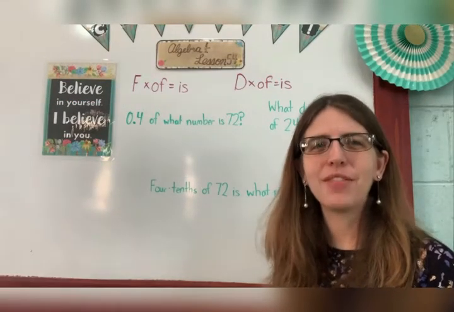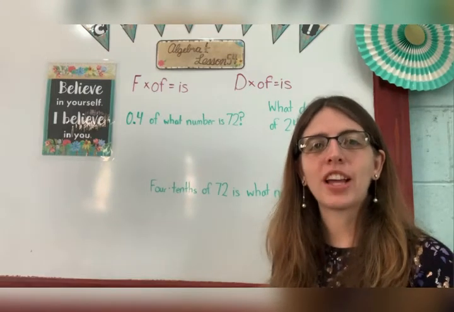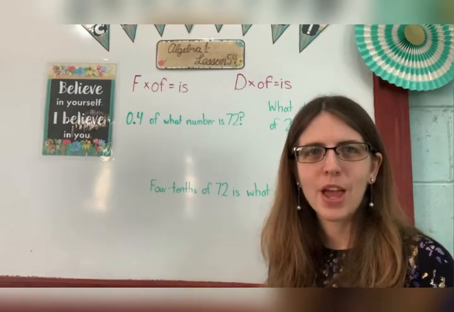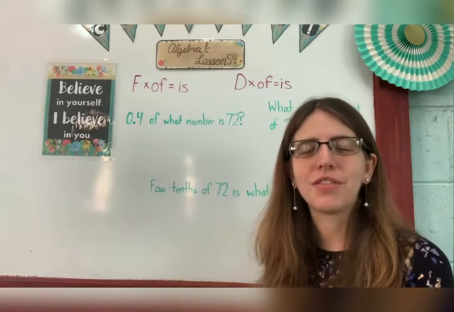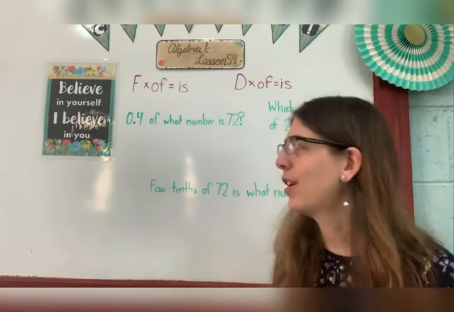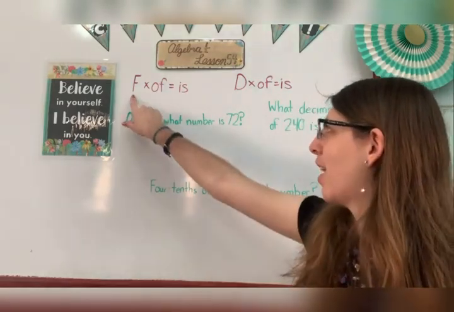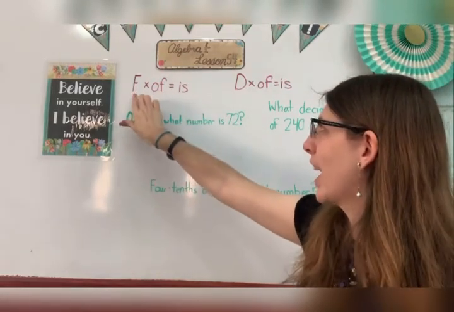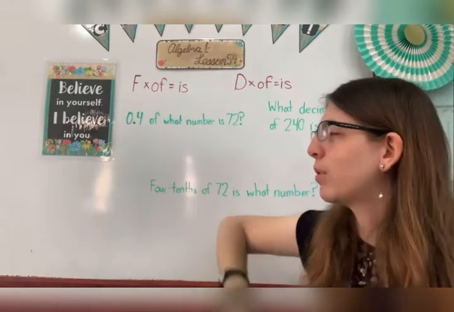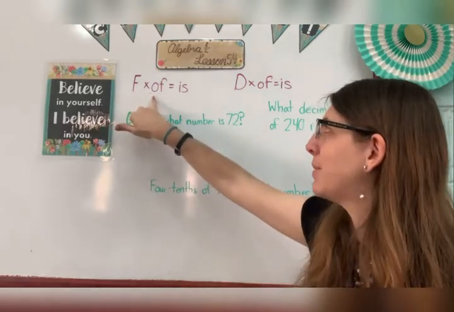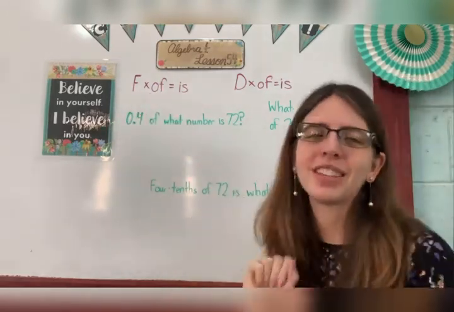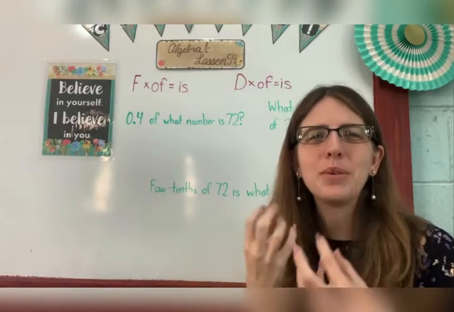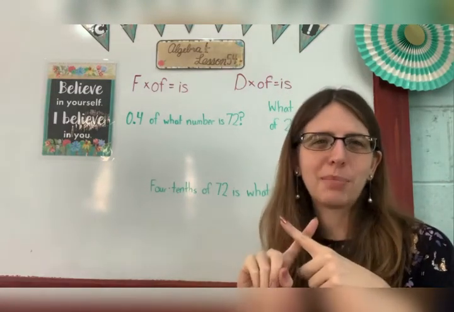We're on lesson 54 today. This is talking about decimal parts of a number. So we've already learned when you want to find a fractional part of a number, you can use this equation: F times of equals is. So that means the fraction of a number equals that number. The fraction times that number equals that number. Because remember when we use that word of, that always means multiply.